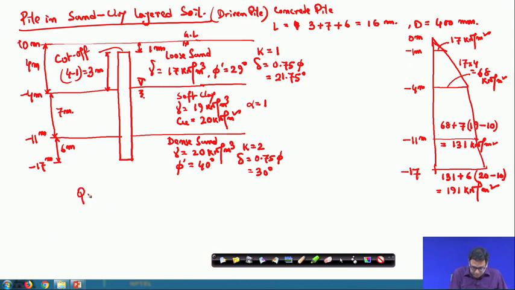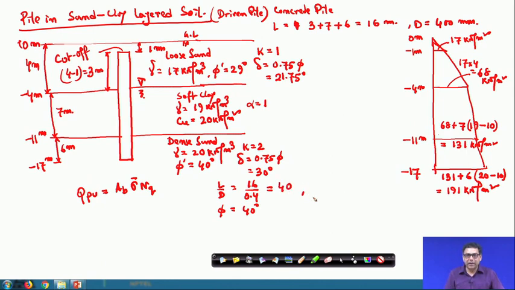So, Q P U will be, because it is in the sand, equal to sigma bar n q into a b. Sigma bar is 191, and n q I will take for L by d equal to 16 meter divided by 4. As I mentioned, you will take the total length, but the phi value I will take corresponding to the base of the pile. So, 16 points, so this is 40.